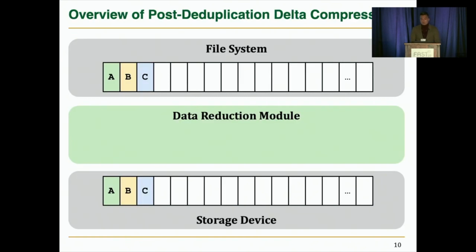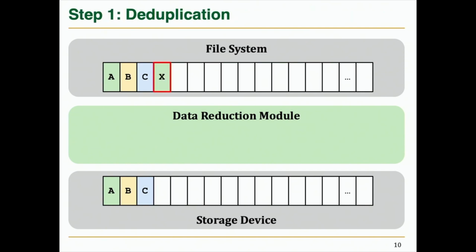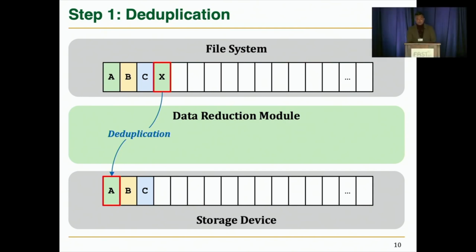Let me quickly explain how post-deduplication data compression handles the incoming write requests. Suppose that the system has an intermediate layer between the file system and the storage device, which we call a data reduction module. For an incoming write, the data reduction module first tries deduplication. If a write request has the same contents as a previously stored block, it skips writing of the requested data, but just maps the target logical block address to the identical block in order to serve future reads to the deduplicated block. If there is no identical data, the data reduction module tries data compression.